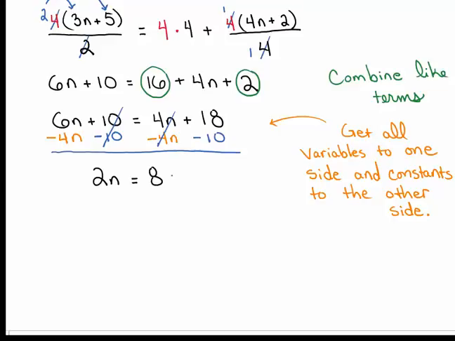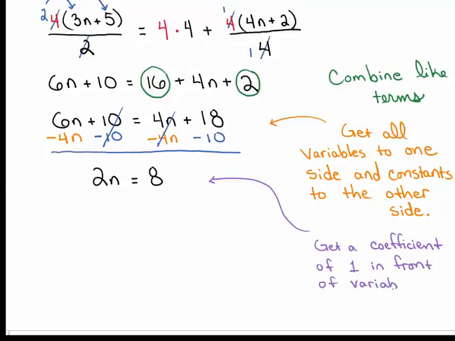Now I'm ready to get my coefficient of 1 in front of my variable. In order to get a coefficient of 1 in front of my variable, since my variable is being multiplied by 2, I'm going to be dividing by 2 to both sides of this equation. I'll be left here with n is equal to 4.